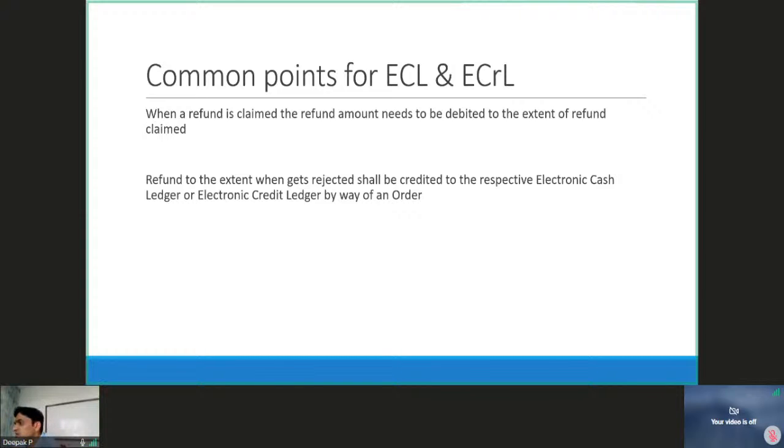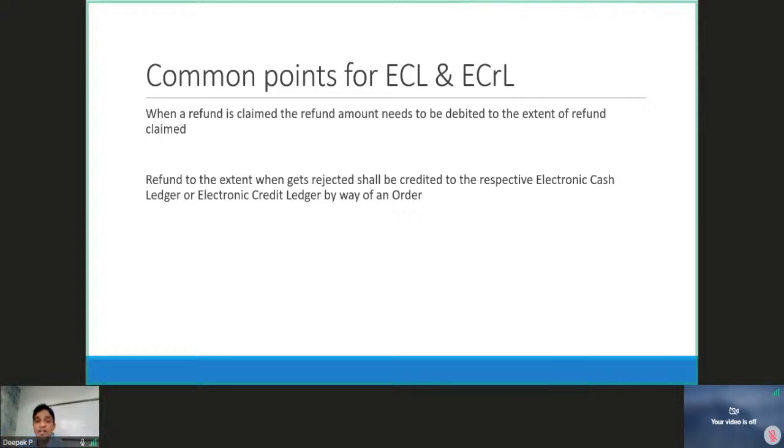Forward charge, credit, reverse charge, cash. I didn't understand your question. Forward charge, when you do any supply on which reverse charge is payable, then it is not your tax liability, it will be the other person's tax liability. He will pay tax under reverse charge.